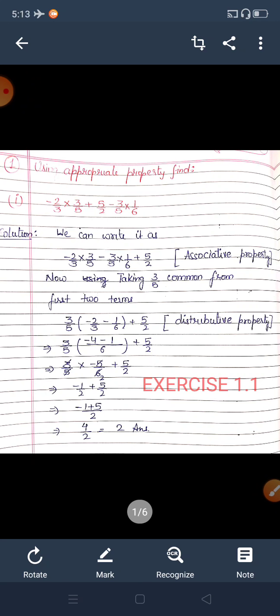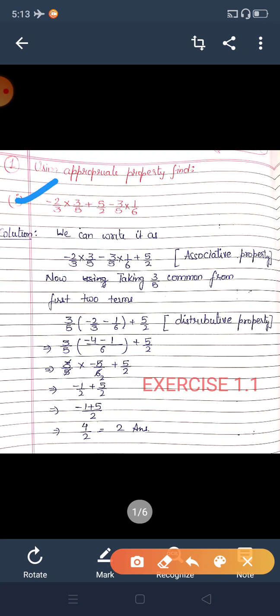So here the first question goes like this. Using appropriate property, you have to find the value of the given expression. The first part is minus 2 by 3 multiply by 3 by 5 plus 5 by 2 minus 3 by 5 multiply by 1 by 6. You can clearly see that 3 by 5 is given in two terms. One term is there, one term is there. So in both these terms 3 by 5 is given.